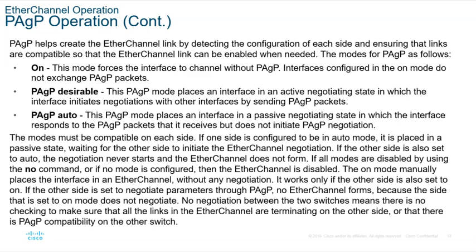Then we have desirable and auto. The desirable and auto, those ones, they have to negotiate. But it can't be auto and auto. I'm trying to summarize this so that you read on your own. With desirable and desirable, the desirable option initiates. It's like knocking: are you there? Am I allowed to enter? The desirable option initiates the establishment of the Etherchannel.